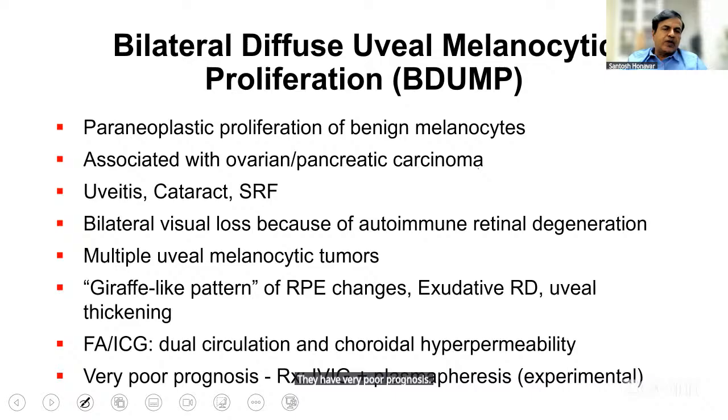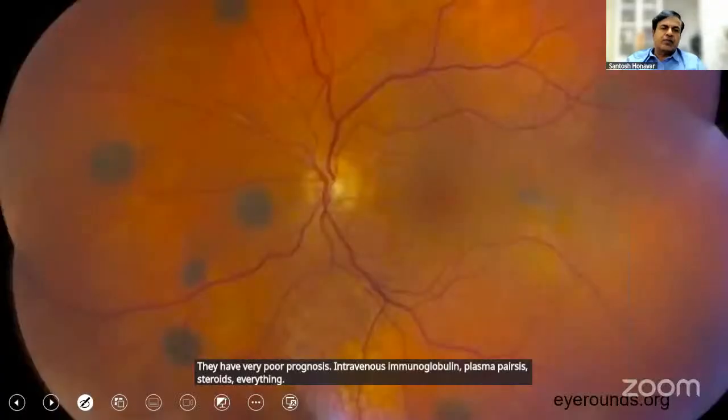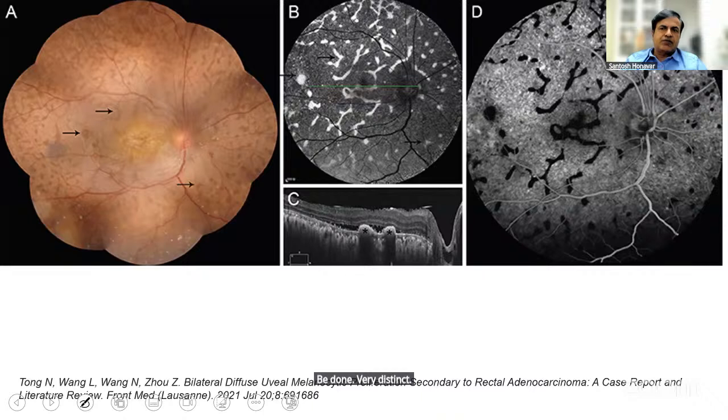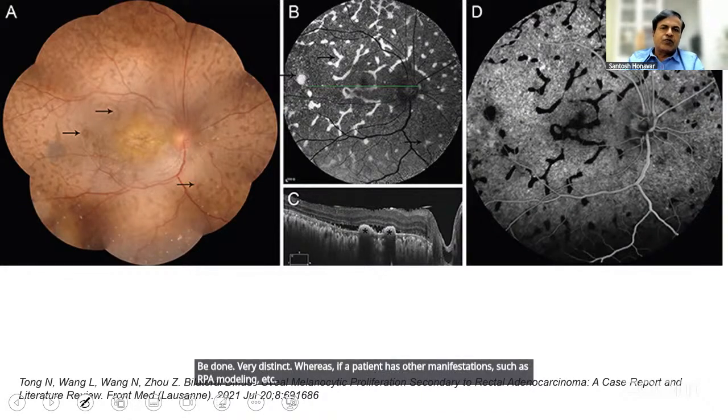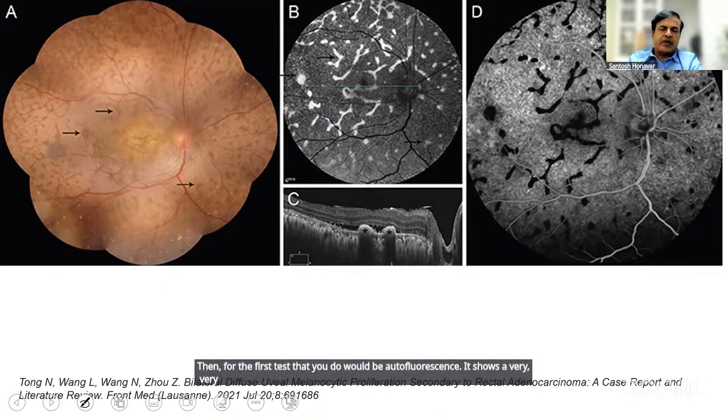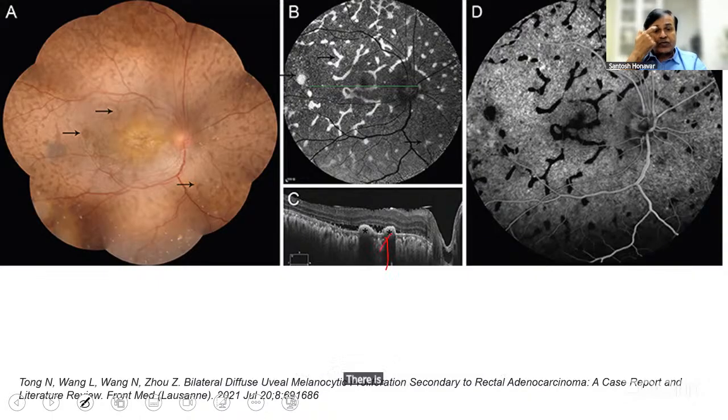Intravenous immunoglobulin, plasmapheresis, steroids, everything may work, may not work, may partially work. This is very, very distinct, BDUMP. Whereas if a patient has other manifestations such as RPE mottling, etc., then the first test that you do would be autofluorescence. It shows up very, very prominently, and on OCT you can see that in the corresponding area there is uveal proliferation. And on FFA in early phases, you find that there is actually block fluorescence because of these changes, right?